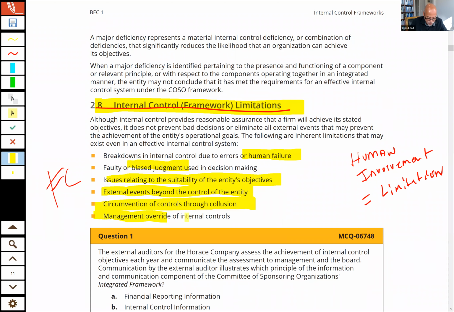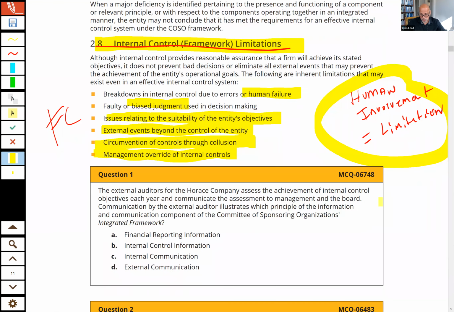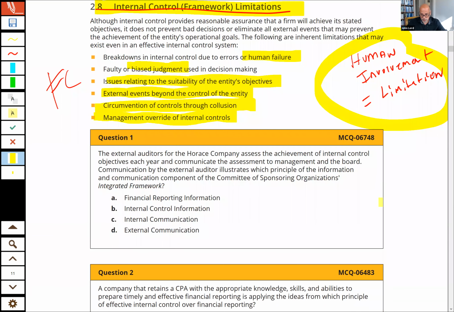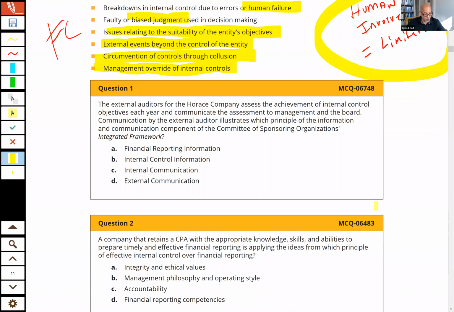Circumvention of control through collusion. Here come the humans again. Management override of internal controls. It's the humans again, right? So external events beyond the entity's control don't necessarily have to be caused by humans, but they could. Flashcarding it is an excellent way, but if you get stuck where they're asking about limitation, just think about human involvement, and that's probably the right answer. Okay, question.